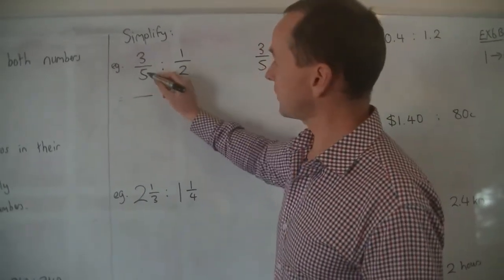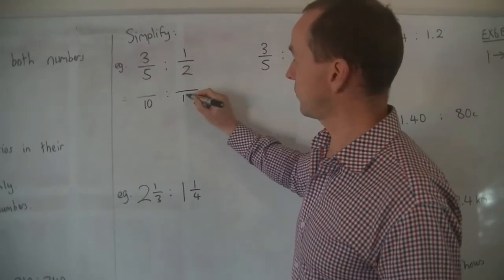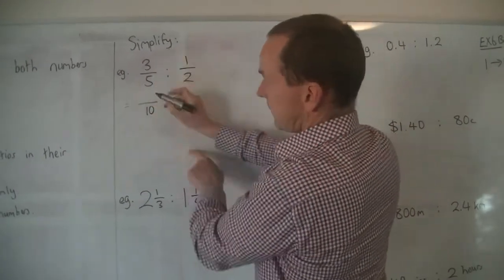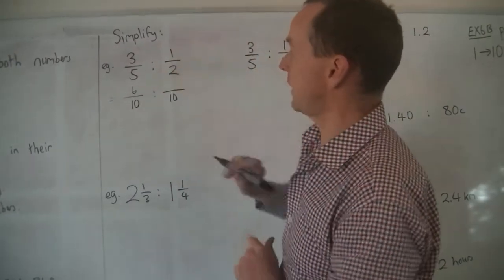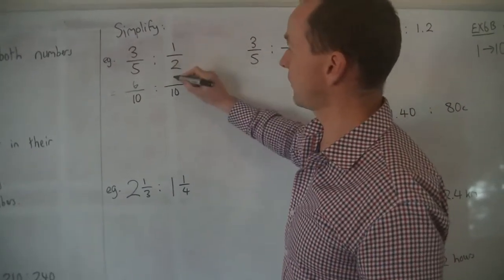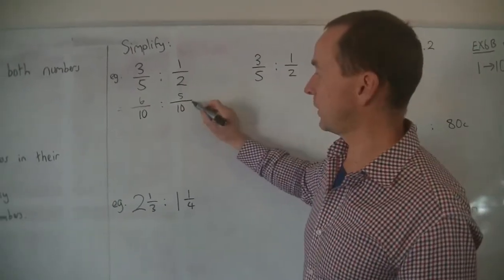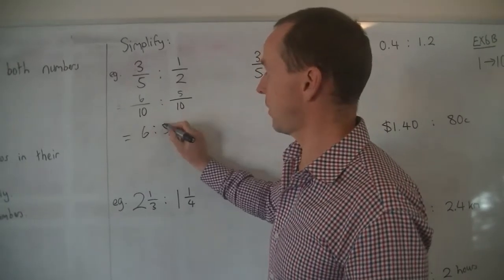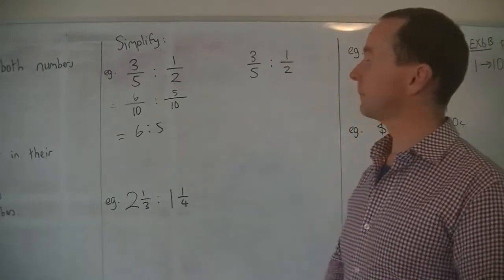So, I can see that both of them could be made into tenths. So make this one 10. 3/5 is the same as 6/10. So you double the denominator, double the numerator, so you get 6/10. Times that one by 5, so 1 times 5 is 5. Now that you've got 10 on the bottom line, what you're really doing is multiplying both by 10 and they cancel. So you just get 6 to 5. See that, everyone? So you can just do it that way if you like.